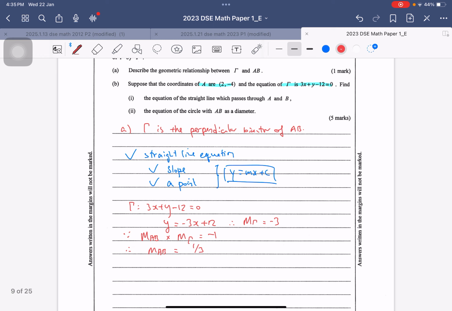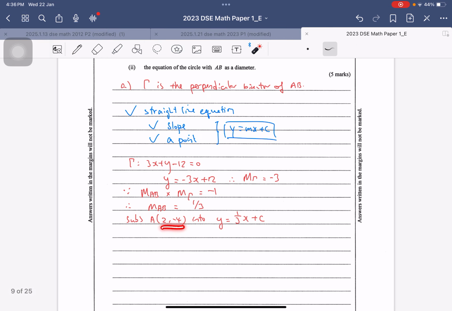Now we can substitute A (2, -4) into the equation of AB, which is y = mx + c. So it is going to be y = 1/3 x + c, where c is still unknown. We substitute the point (2, -4), which means we replace x by 2 and replace y by -4. So we have -4 = 1/3 times 2 + c. Using the calculator, c is equal to -4 minus 2/3, giving -14/3.